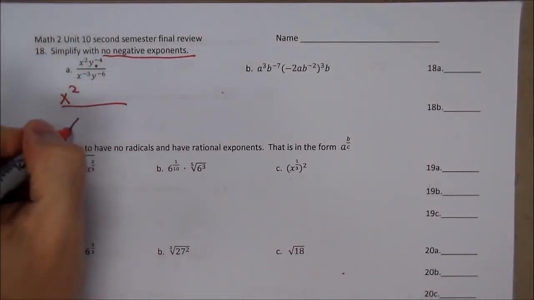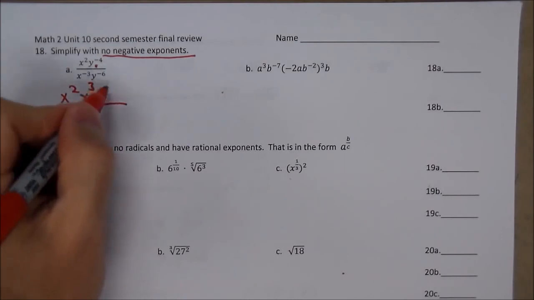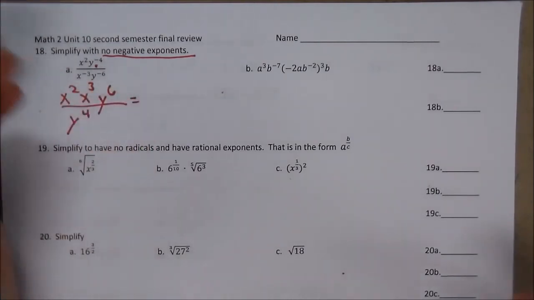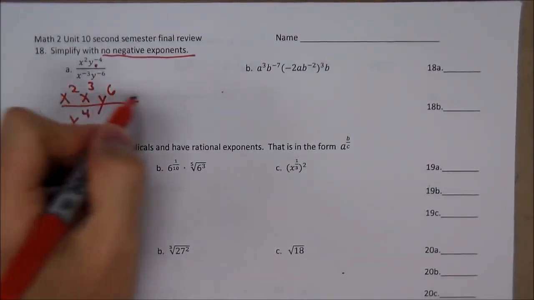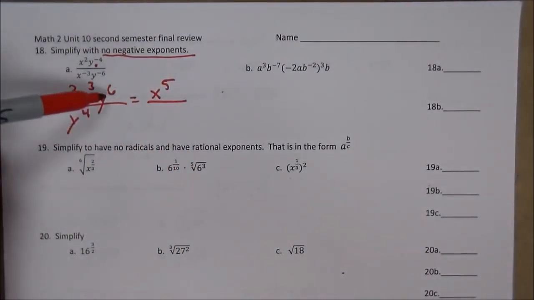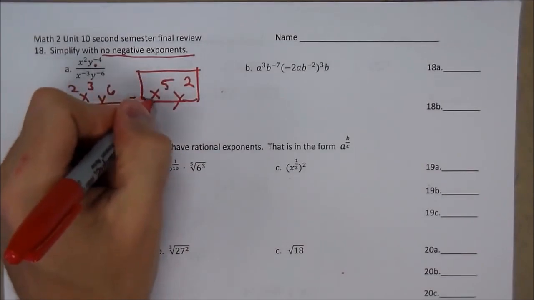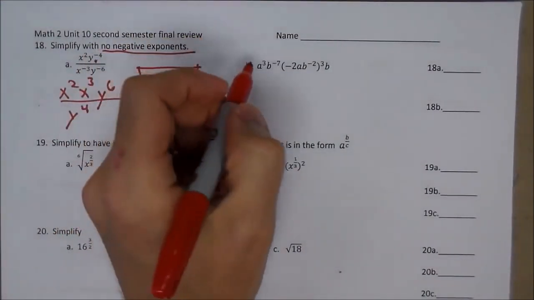Y to the negative fourth, I'm going to move down, makes that positive. X to the negative third, I'm going to move up. And y to the negative sixth, I move up, makes them positive. So from there, I can start to piece them together. I have x to the fifth on top, because I have 5 x's. And then I have y to the 6th and y to the 4th. Well, there's 2 more y's on top, so I'll make it y squared. So it's x to the 5th, y squared.